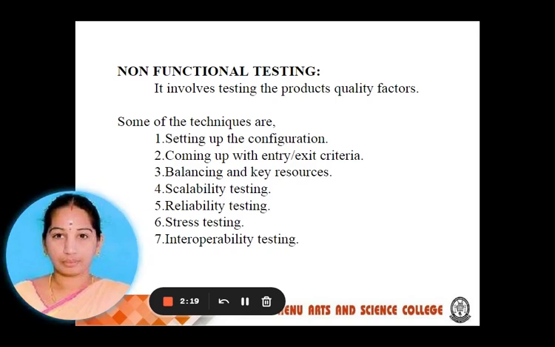Okay. Next, we are moving to non-functional testing. Non-functional testing is a type of testing to check the non-functional aspects of a project. So it involves testing the product for quality factors. Functional testing mainly focuses on the functionality of a project, while non-functional testing mainly focuses on the quality of a product. Some of the techniques of non-functional testing are setting up the configuration, coming up with entry or exit criteria, balancing key resources, scalability testing, reliability testing, stress testing, and interoperability testing. These are all the techniques available in non-functional testing.